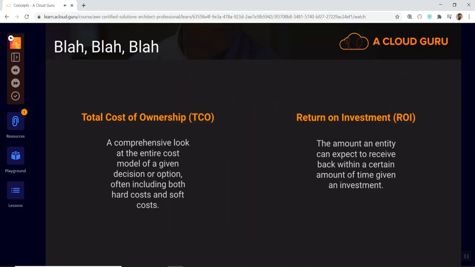Now, two costing terms you're going to hear about frequently, if you haven't already, is total cost of ownership and return on investment. Total cost of ownership is just a comprehensive look at the entire cost model of a given decision. And it includes generally the hard costs, but also the soft costs.